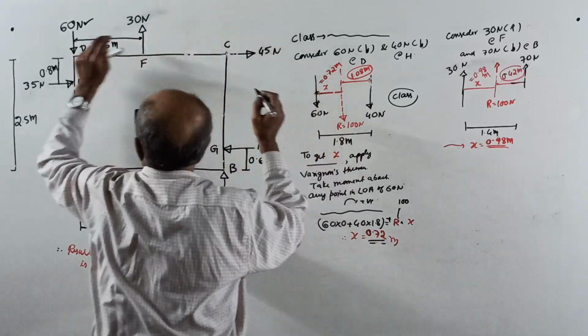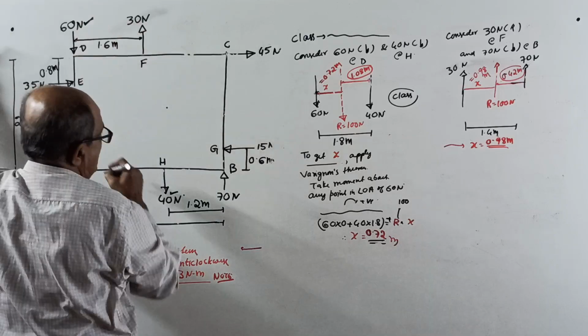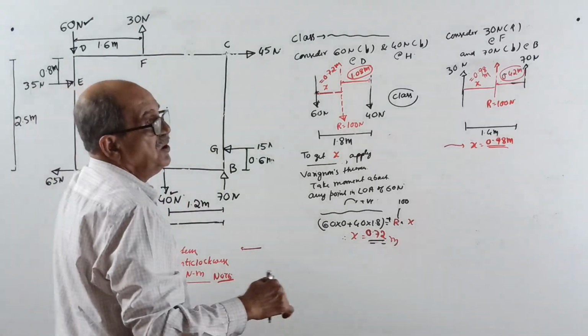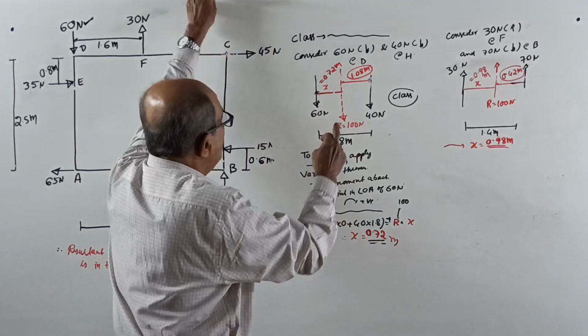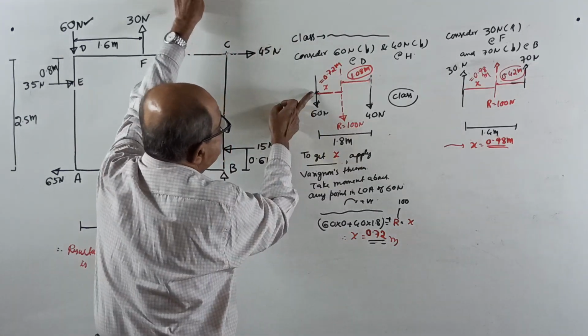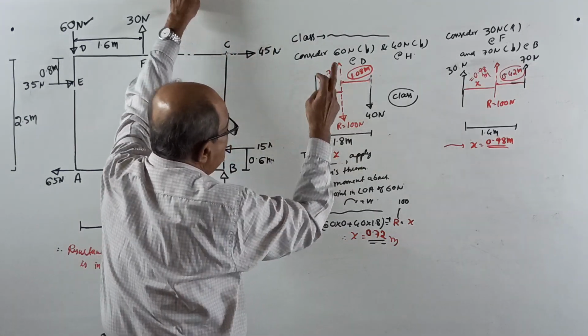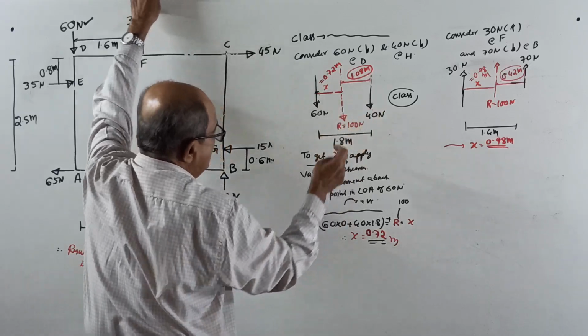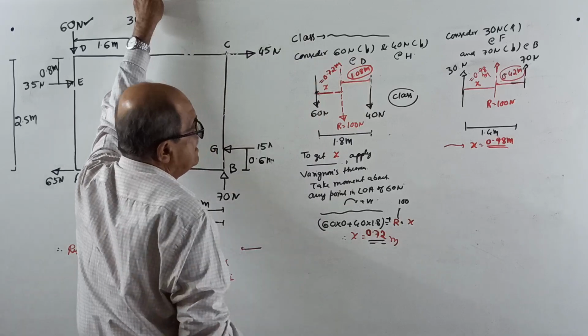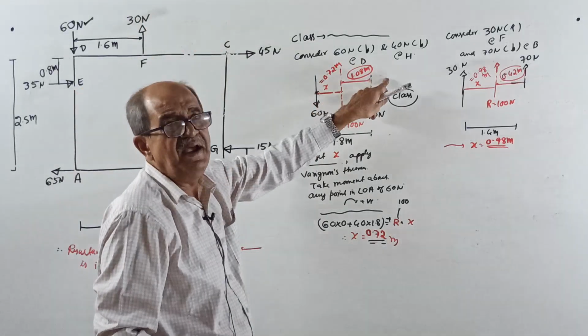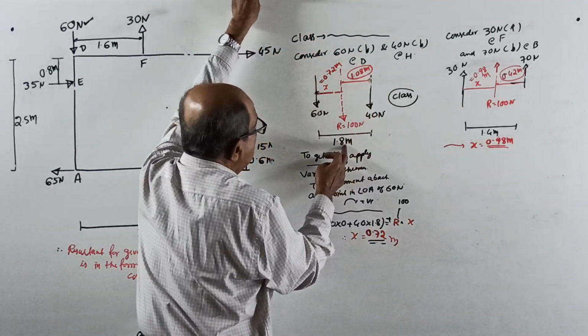So for this 60 Newton force and this 40 Newton force, both of them are downward. The resultant force is 100 Newton down, acting at 0.72 from the 60 Newton force, or from the 40 Newton force, from 1.8 subtract it, you get 1.08.